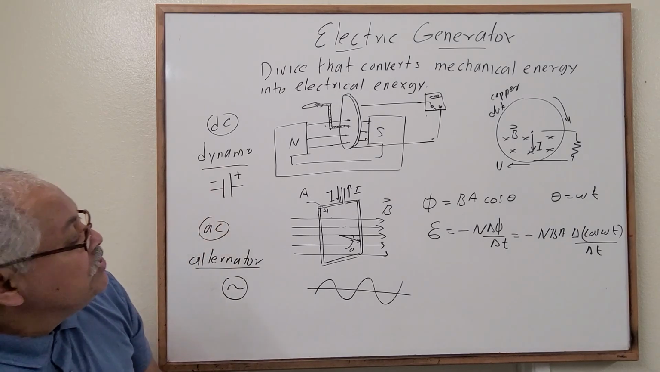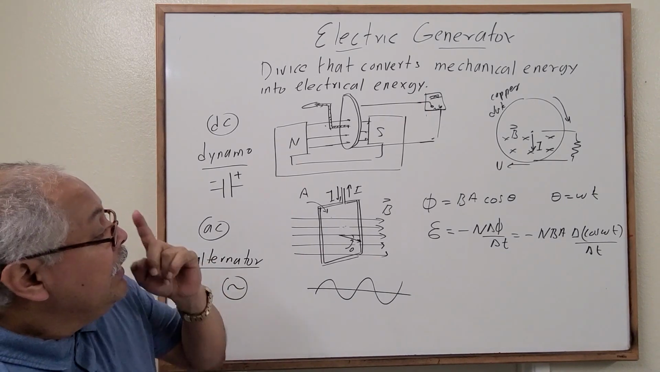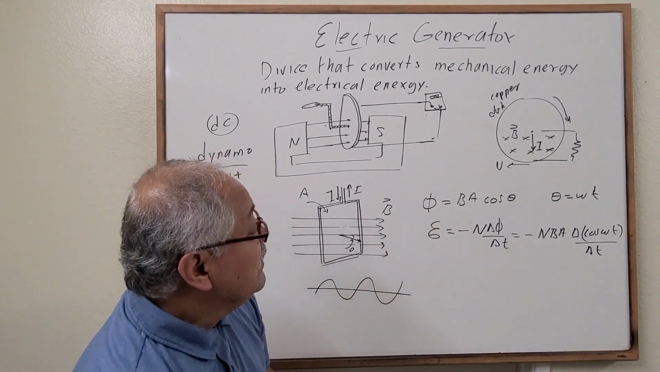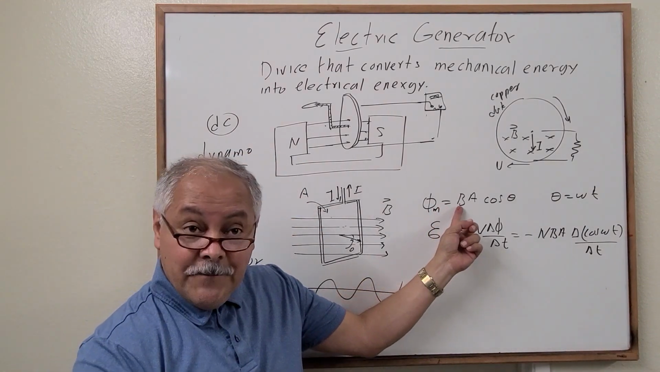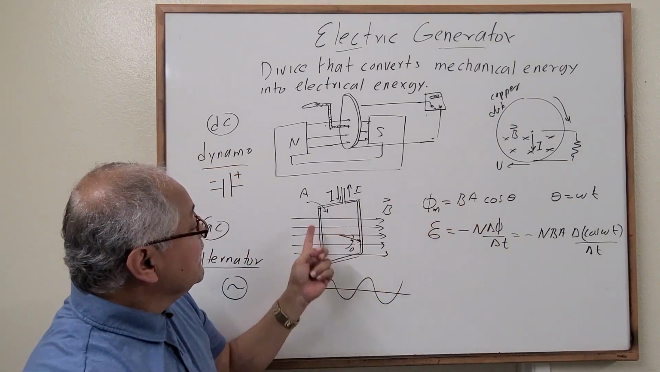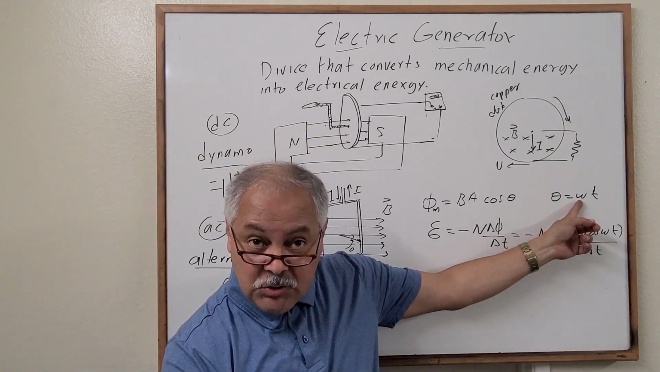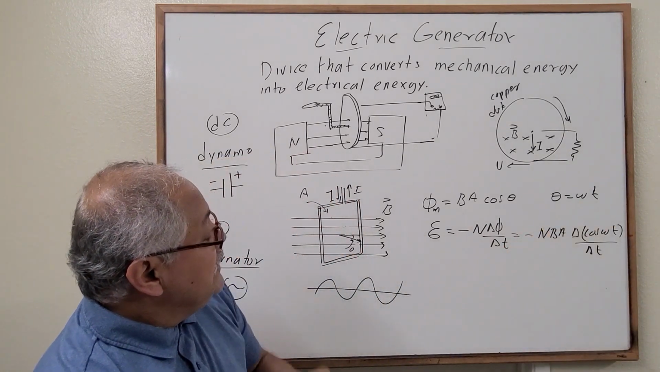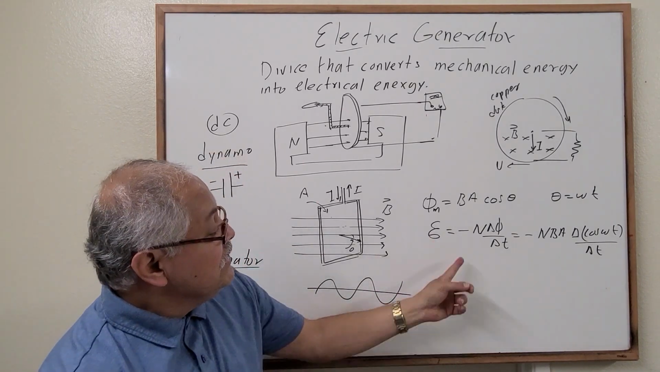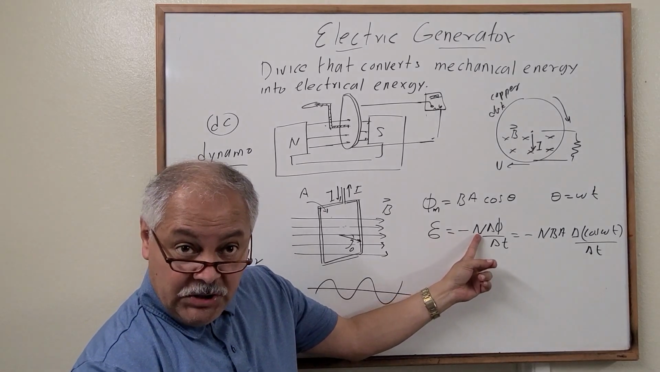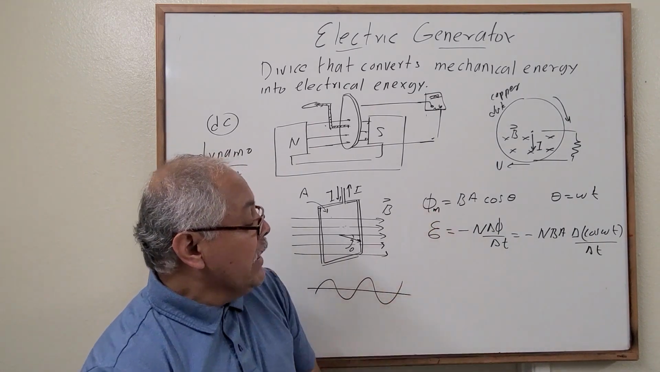Okay, now let's go to the case when we have the alternator. We know that the magnetic flux is defined as the magnetic field times the area, in this case of the coil, times cosine of the angle. But the angle can also be defined as omega t. And also from Faraday's law, the electromotive force is equal to negative the number of turns or loops times the change of this magnetic flux with respect to time.